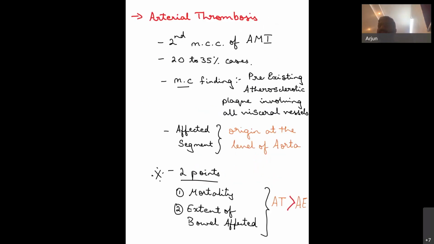In cases of arterial thrombosis, this is the second most common cause of acute mesenteric ischemia. Here, about 20 to 35% of the cases are seen. And the most common finding is pre-existing atherosclerotic plaque involving all the visceral vessels. Here, the affected segment is from the origin at the level of the aorta. And the two most important points to remember here are that the mortality and the extent of the bowel affected are more in cases of arterial thrombosis than in arterial emboli.